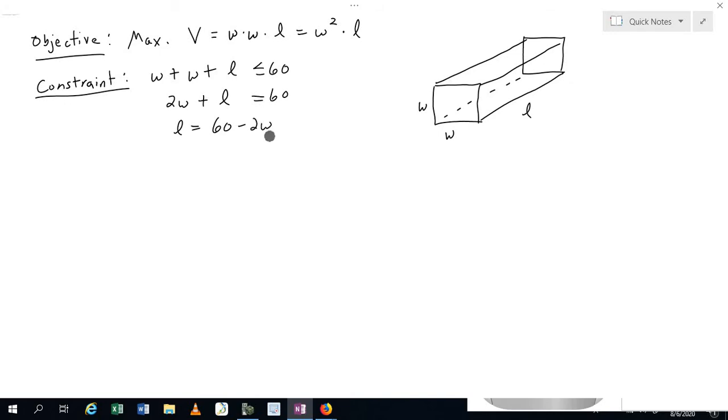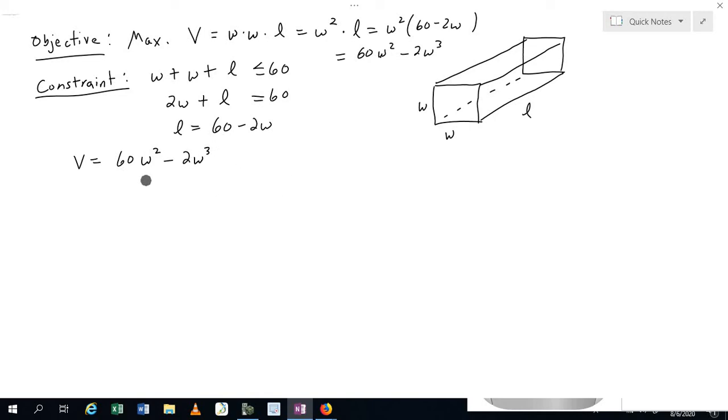So L is equal to 60 minus 2W. And then I'm going to substitute that in for this L up here. And now the objective equation is written in terms of one variable, W. Okay, and we can simplify this by distributing the W squared. So this becomes 60W squared minus 2W cubed. Okay, so that's our objective equation written in terms of one variable, W.